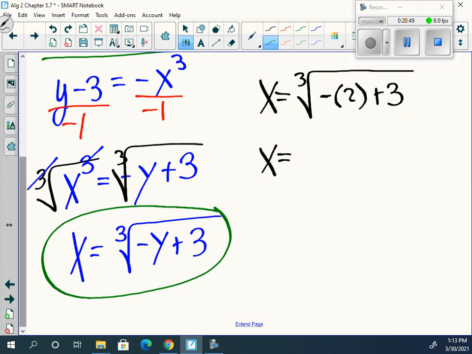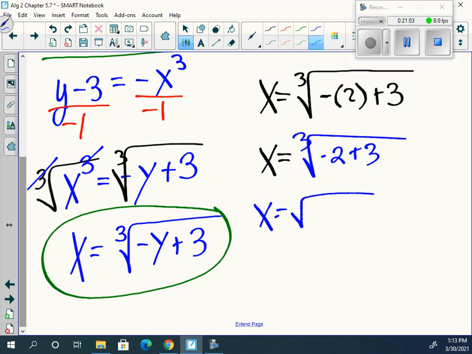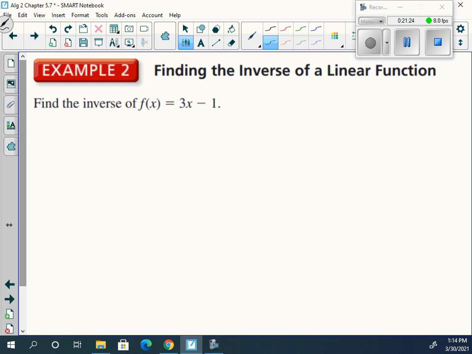Well, what is -2 plus 3? 1. The cubed root of 1 is 1. This would give us the cubed root of -2 plus 3, which is 1. So x is equal to 1. And that's it for that one there. Questions on this here? Okay.